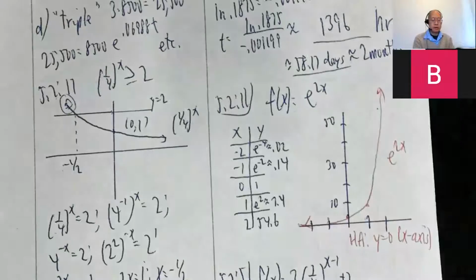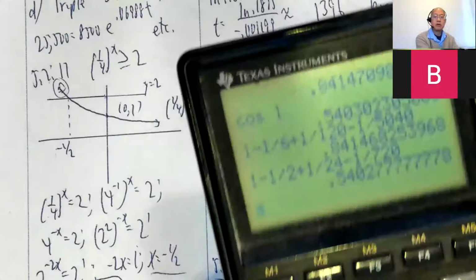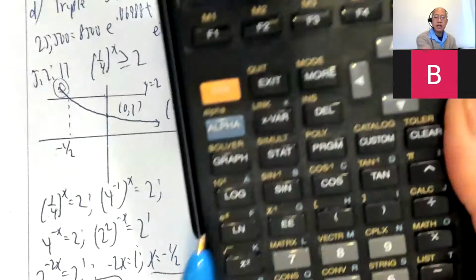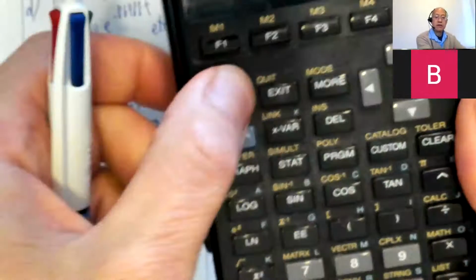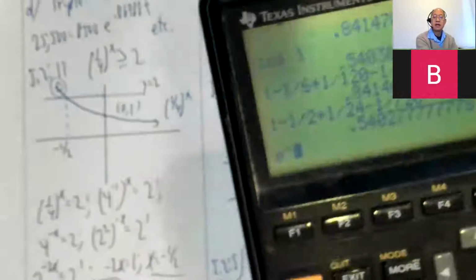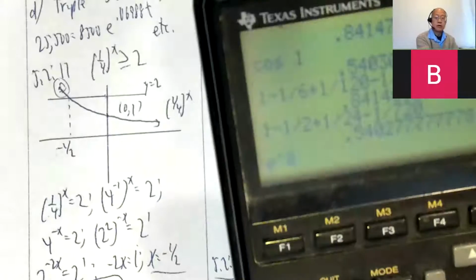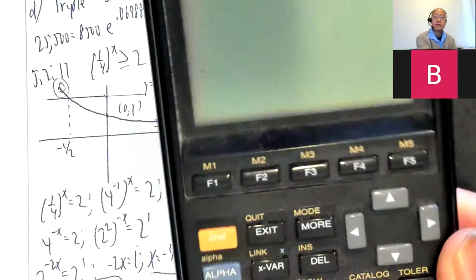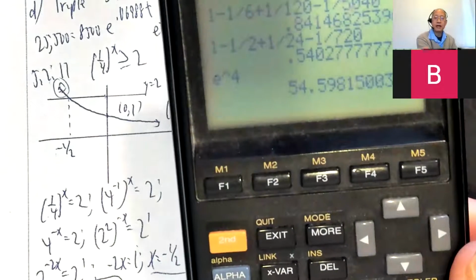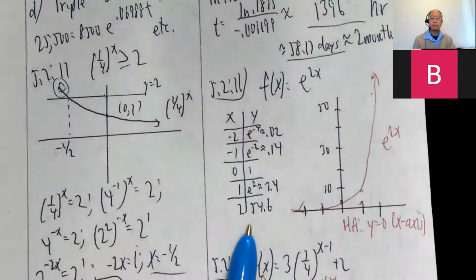Okay, I'll actually show you e to the 4th power. So on most calculators, second function e to the x, and we wanted a 4. So e to the 4th power, 54.598, 54.6 roughly.